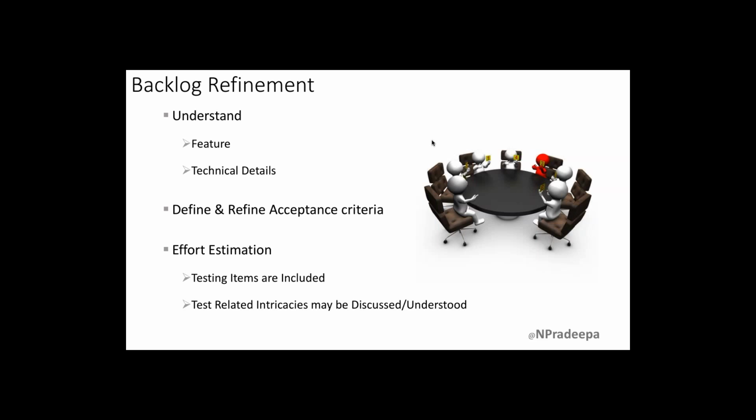Important, effort estimation. If you're using planning poker, if you're doing story points, make sure your testing items are included in that. Talk about the testing related intricacies. Make sure your team understands where you're coming from, right? It's not just for the programming part. It's not just for the coding part. It needs to be for the entire work. That means it includes testing as well. So make sure you are participating in effort estimation. I've seen many times where testers are excluded from this. So make sure that you are not excluded. Make sure your voice from testing perspective is heard during backlog refinement.